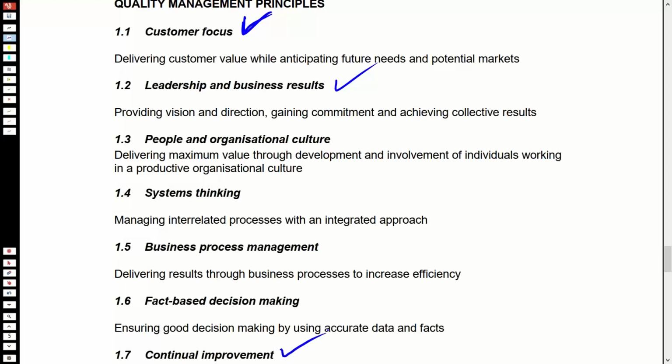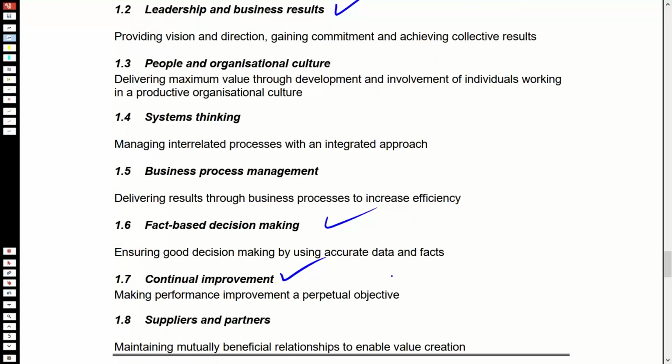Then there was continual improvement and fact-based decision making. That is, the information is going to be collected, then a decision has to be taken. Then there is going to be continual improvement and the relationship with the suppliers and the partners. All of these things actually prevailed with respect to those organizations who adopted total quality management.